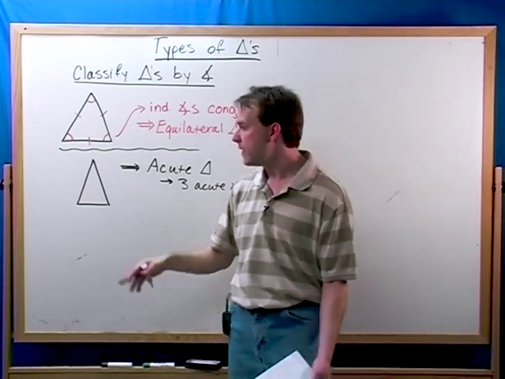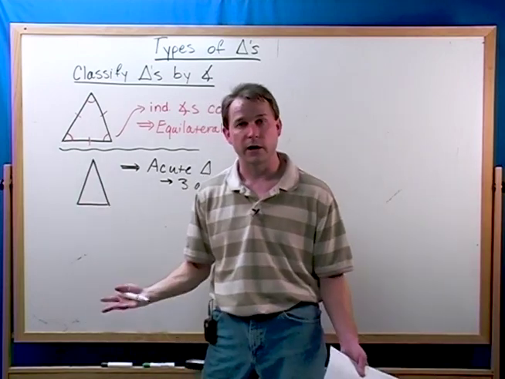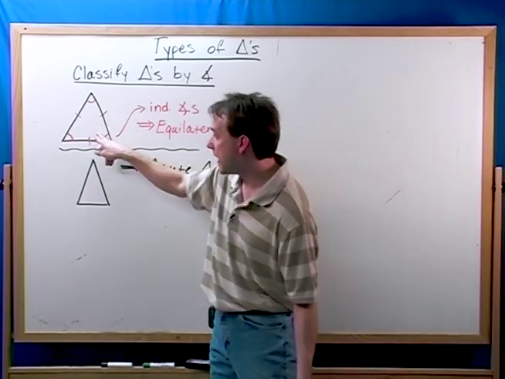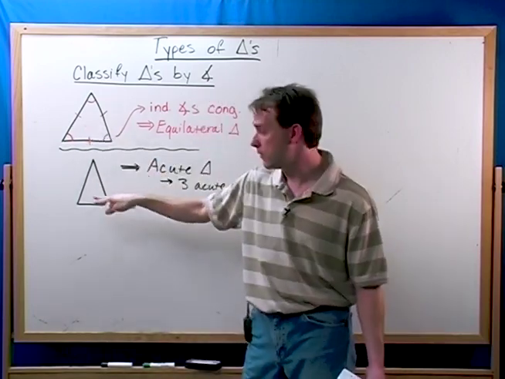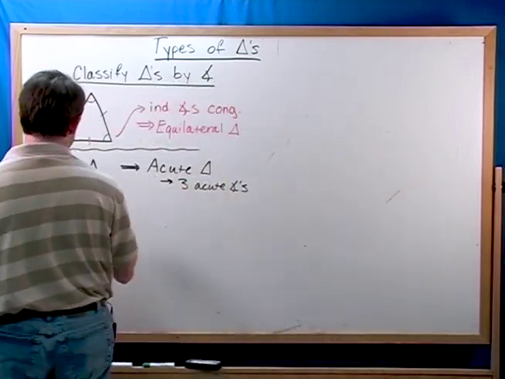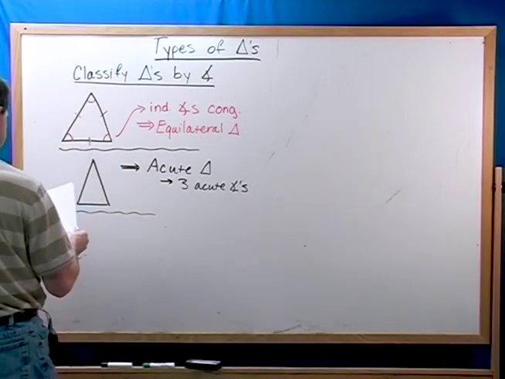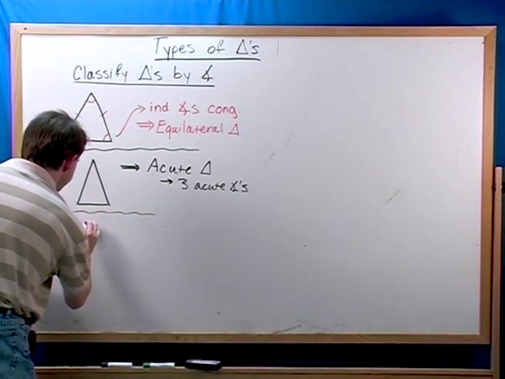So on your test, it may give you an angle here, and an angle here, and an angle here, and you have to figure out what kind of triangle it is. Well, it's not an equilateral triangle because they're not equal, but this one is an acute triangle, okay? And we'll do some problems to solidify this. Now, what if you had a triangle that looks something like this?